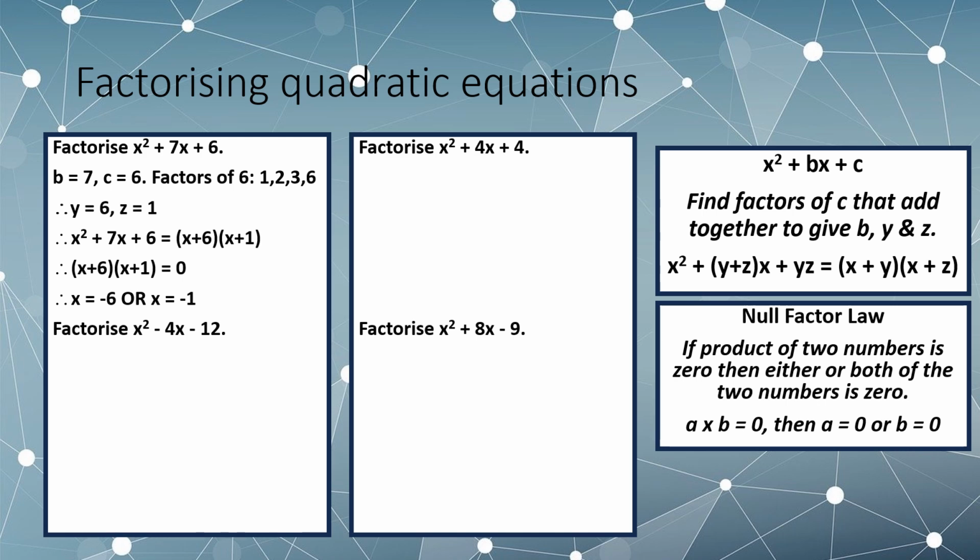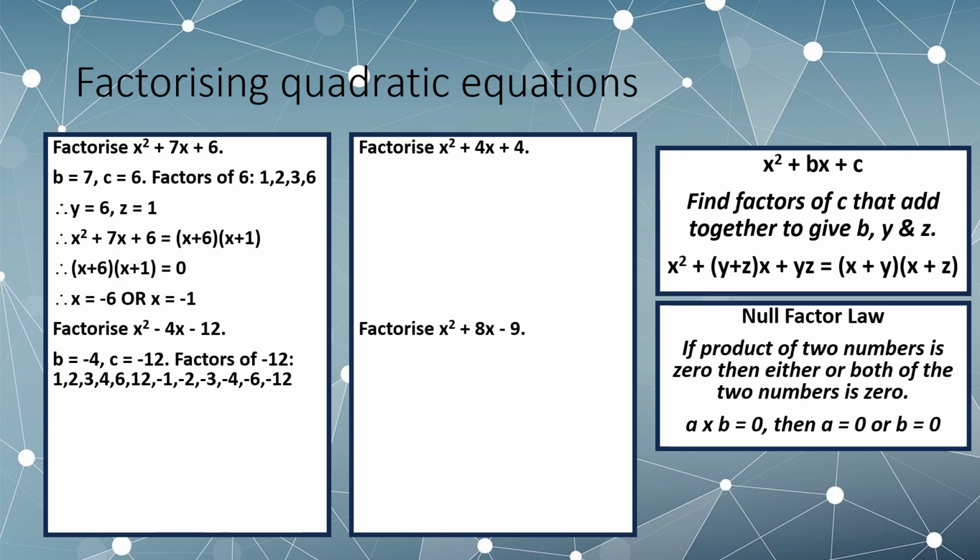Looking at a second example, we have x squared minus 4x minus 12. In this case, our b is equal to negative 4 and our c is equal to negative 12. It's important to remember to include the negatives. Our factors of negative 12 are 1, 2, 3, 4, 6, 12, and their negative pairs, negative 1, negative 2, negative 3, negative 4, negative 6, negative 12. When dealing with negatives, sometimes you'll have to do a bit of addition and subtraction to get to that b value. So in this case, looking through our different factors, can you have a go at seeing what will add up to negative 4?